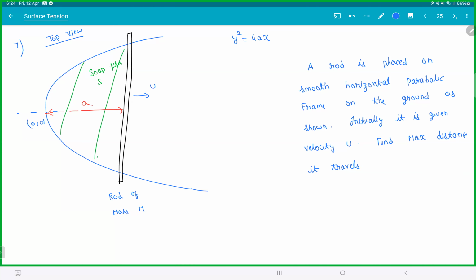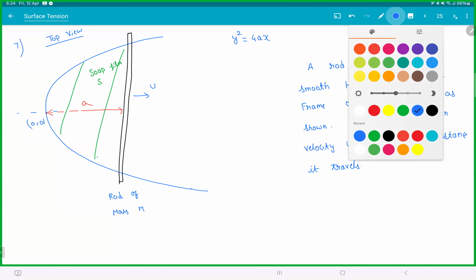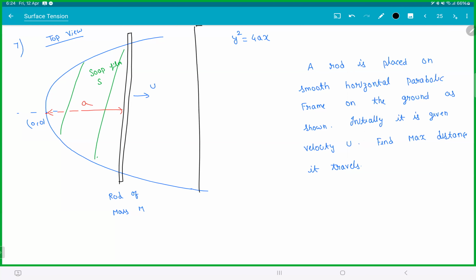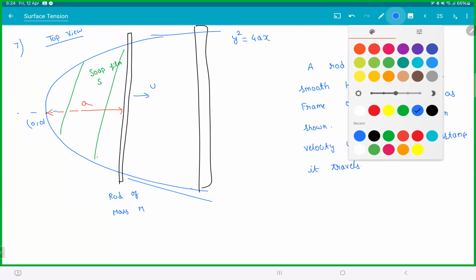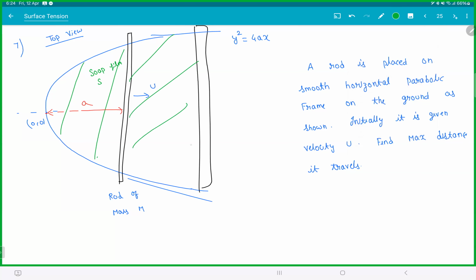How do you do this? There are two ways you can do. One, you can do with work. I have a better idea. Tell me one thing. When this rod comes here and stops, the soap film has increased by this much. Where did you get all this extra energy from? The initial kinetic energy of the rod. Right? So that means the surface tension, 2 into S into this area, should be equal to half mv square.